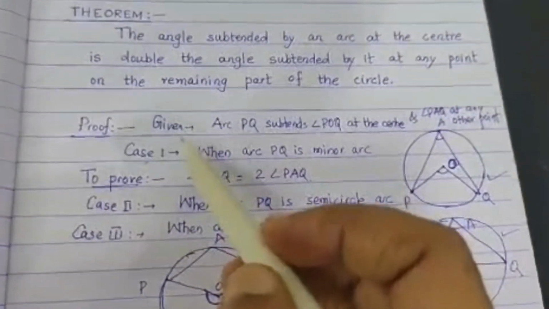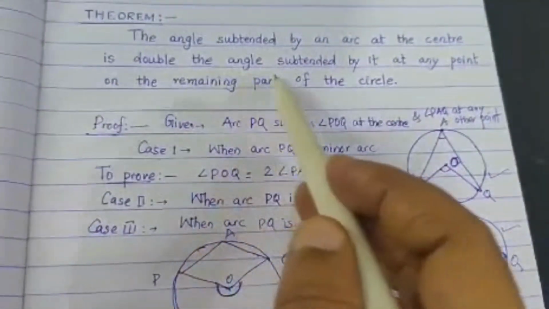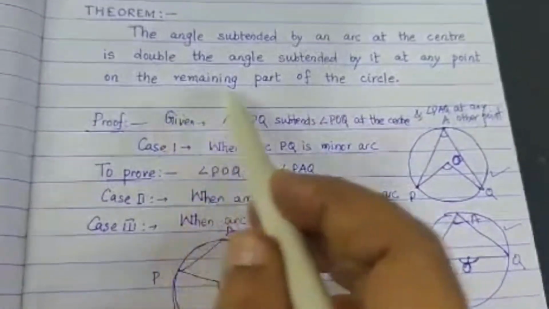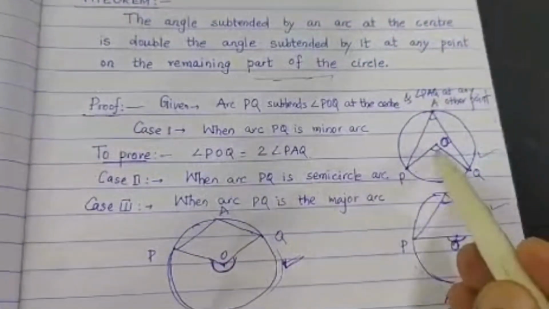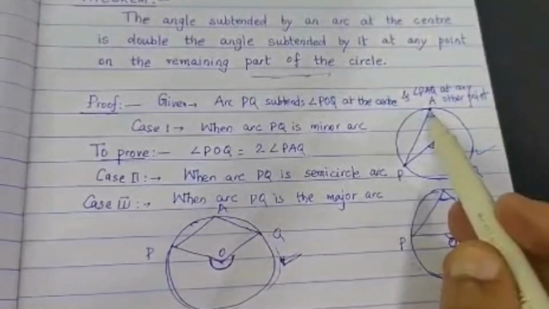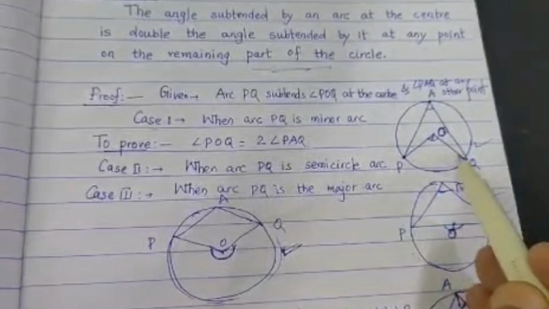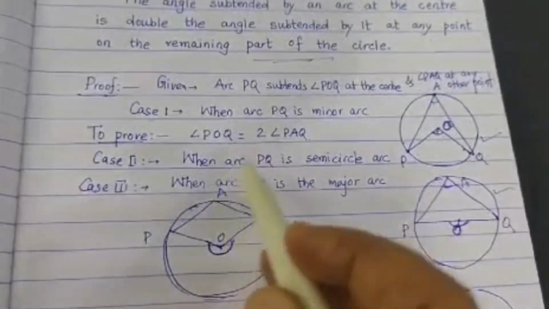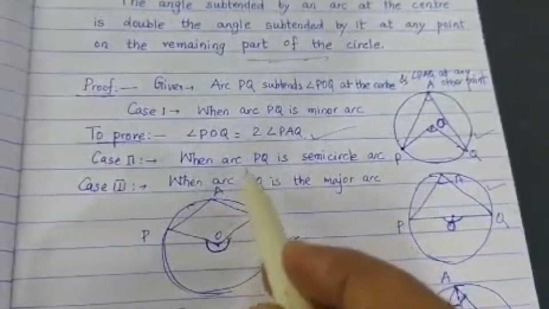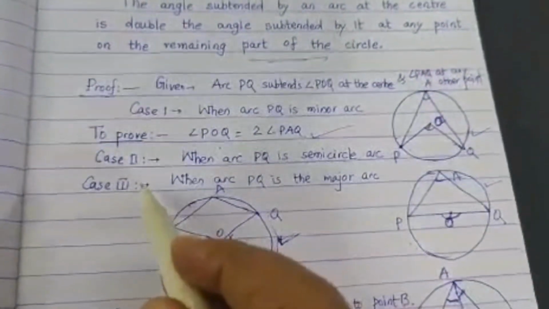Let's see it once more. The angle subtended by an arc at the center is double the angle subtended by it at any other point on the remaining part of the circle. So this is the angle subtended at the center, POQ, and this is any other point A, angle PAQ. So basically angle POQ is equal to twice angle PAQ. This is the theorem actually, and 3 cases arise.